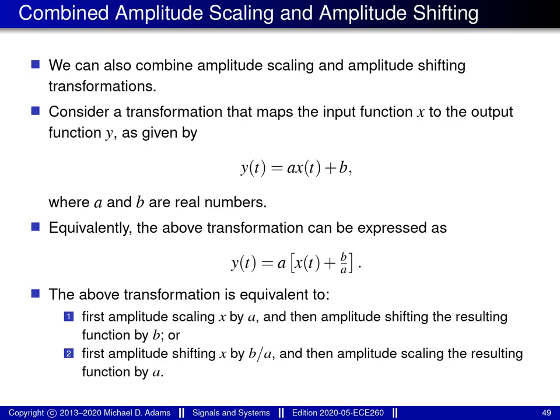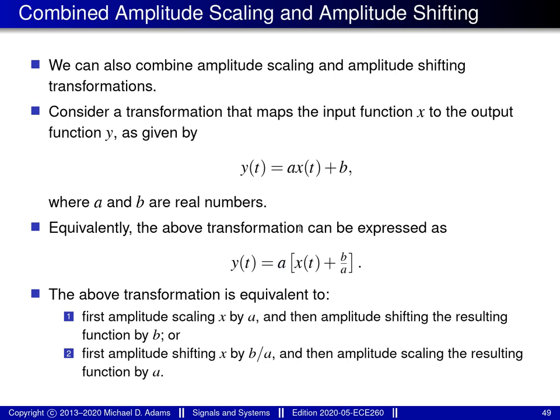The last type of dependent variable transformation that I'd like to introduce is simply a combination of amplitude scaling and amplitude shifting. For example, we can have a transformation that maps a function x to a function y according to an equation of this form, where a and b are real constants. All we're doing is taking our function x and scaling it by a constant a, and then also adding b to the result. This transformation, of course, can be rewritten in the form that's shown just below here. Essentially, all we've done is factor the a out front of the rest of the expression, but clearly these two expressions are equal.